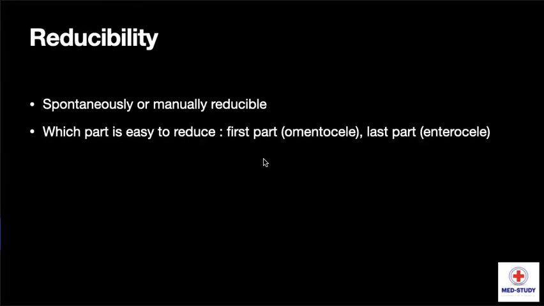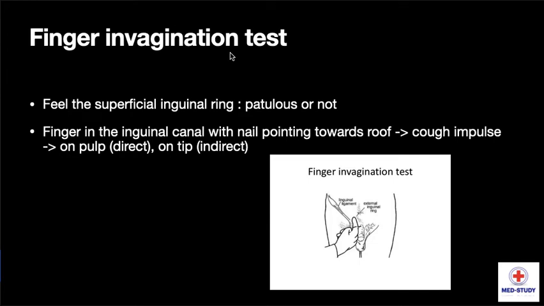not. Now coming to reducibility, whether it is spontaneously reducible or manually reducible. Which part is easy to reduce? If first part is easy to reduce, it is omentocele, and if the last part is easy to reduce, it is enterocele. Finger invagination test.